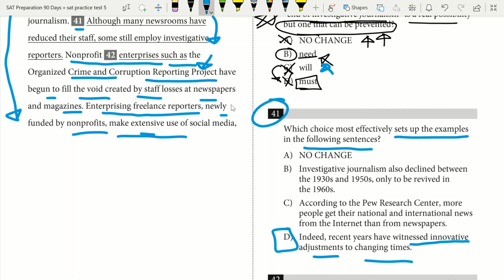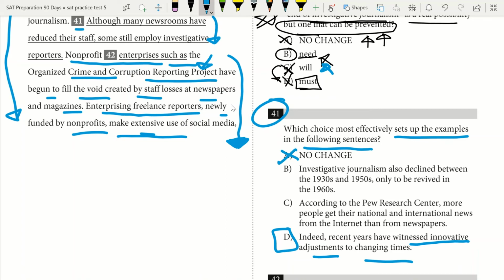Now let's go ahead and cover why A, B, and C are all wrong for 41, because it's important to understand why some answers are incorrect. All right, so A, no change. Well, no change says, although many newsrooms have reduced their staff, some still employ investigative reporters. Well, that's not addressing these innovative adjustments that have been made in the marketplace, right? Now we have people using social media. We have nonprofits entering the marketplace now. So it's not just those old print newspapers, and A doesn't address that in 41.